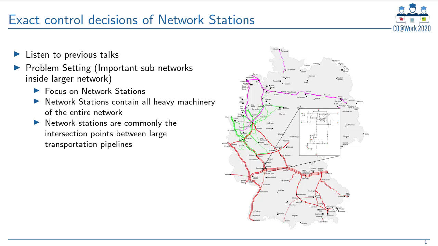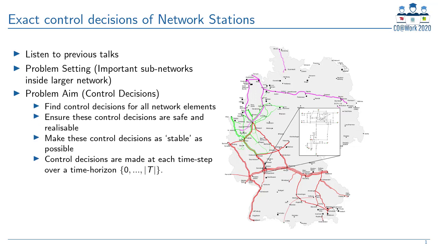On the right-hand side of this slide, you can see a typical example of a network station. It's located at the intersection of 2 major pipelines. You can see one going east to west, one going south to north. And zoomed in on this expanded mirror is the exact network topology of what actually happens inside of there.